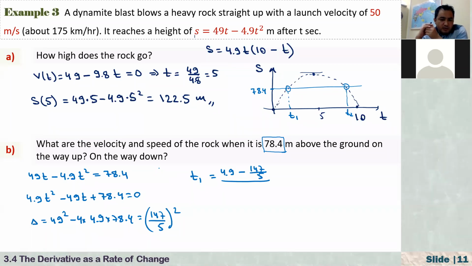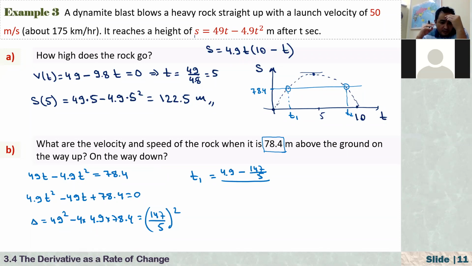Mr. Samnan, why do we get a negative answer? It should be positive. 49t minus 4.9t squared. Okay. So 78.4. So it is 4.9t squared minus 49t plus 78.4.